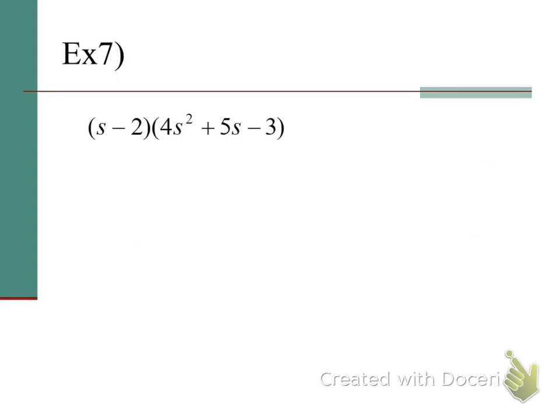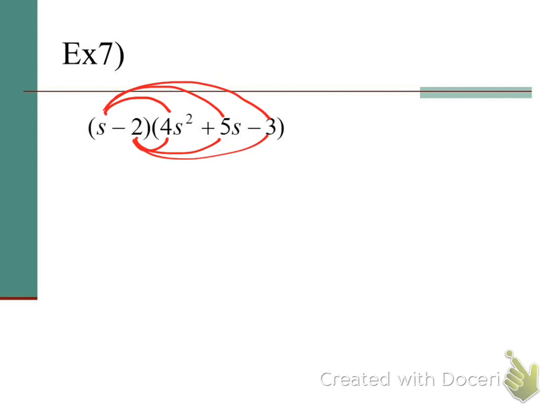All right, let's move on to number 7. What's different about 7? Three terms in the back. Good. Our process doesn't change. We're going to take the s from the front and distribute it to everything in the back set of parentheses. Then after that, we're going to take the negative 2 and distribute it into everything in the back parentheses. Same process, just more stuff.